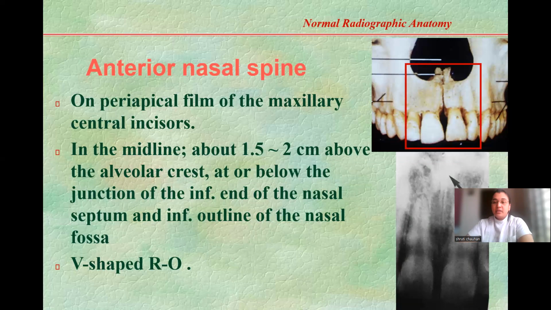And where are we going to see it? We are going to see this projection. Can you see over here? Whenever we take an X-ray of the anteriors, between the two incisors, if I ask you to take X-ray of 1-1, in this X-ray, in the upper region over here, where you see the arrow, you will see a V-shaped radio opacity. It's like a V. So that is the anterior nasal spine.